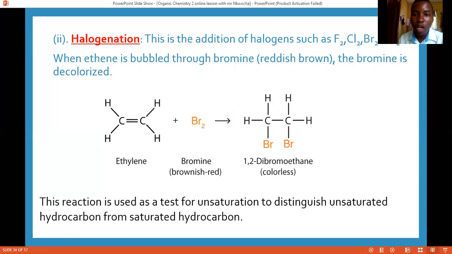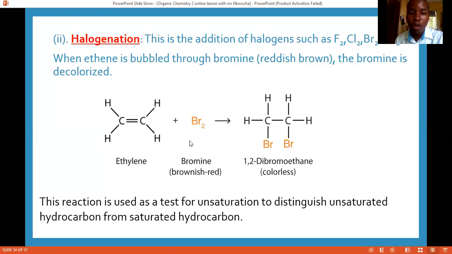The next thing I want you to know is that bromine is usually brownish red in color. When it reacts with ethene, it will be decolorized. This is a way to test for the presence of a double bond. Take note of that reaction. The decolorization of bromine shows that the reactant contains a double bond.